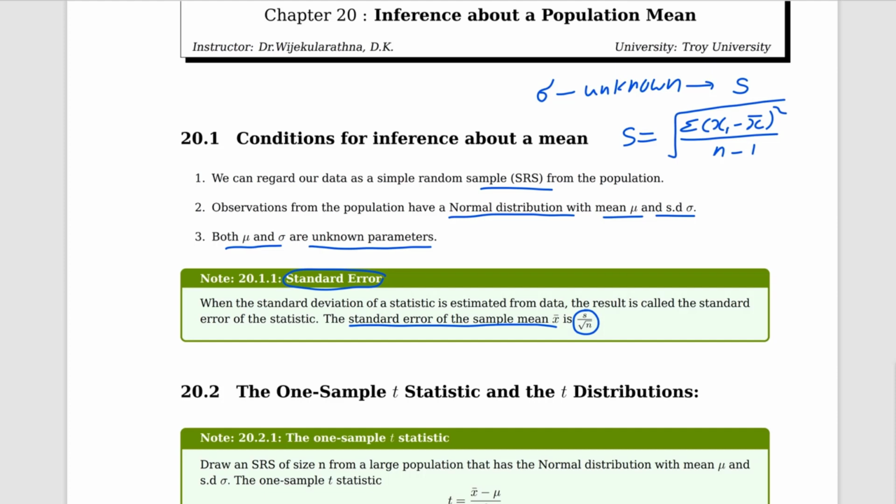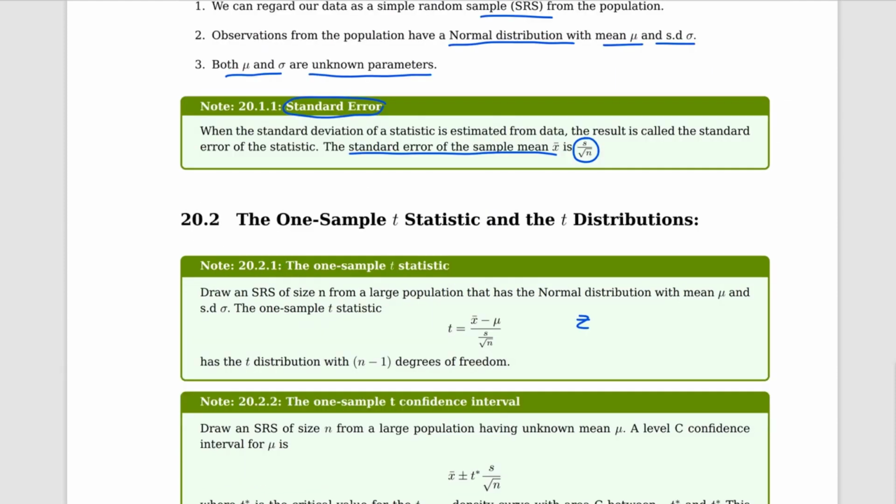That is the s. So last time we used z equals x bar minus mu over sigma over root n, because sigma was known. Therefore we could use sigma. But in this case sigma is unknown. Therefore, instead of sigma, we use s. You see that it is the same thing, but we use s. And z becomes t then. That is the t distribution.